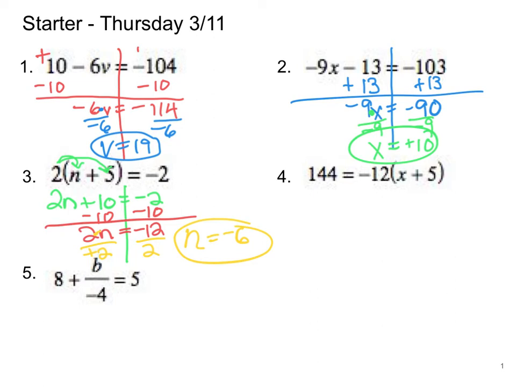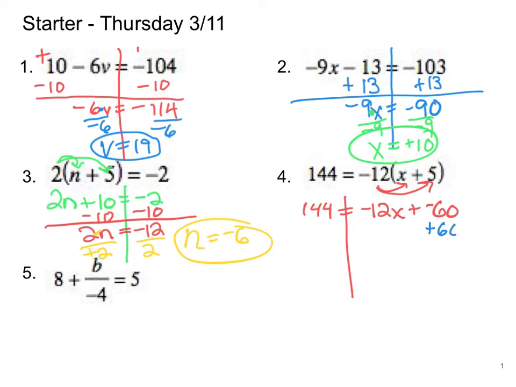So the same thing with number 4, we have the distributive property, hippity hoppity distributive property. So negative 2 times 12 is negative 12x. Negative 12 times 5 is negative 60. We're going to have 144. So the negative 60 wants to be over here with the 144. Same thing, alike. So it's a negative 60.